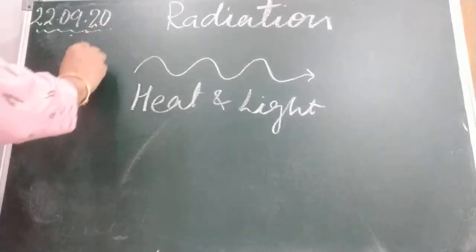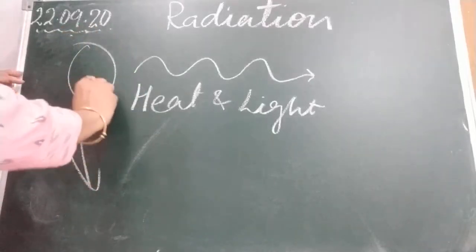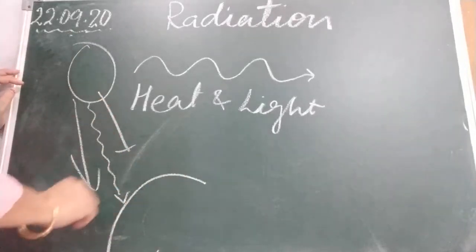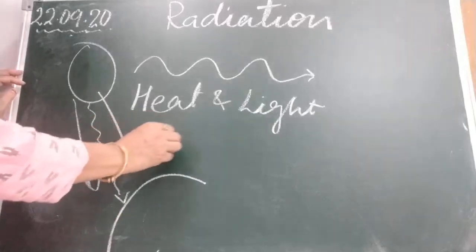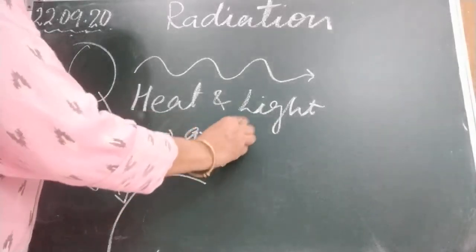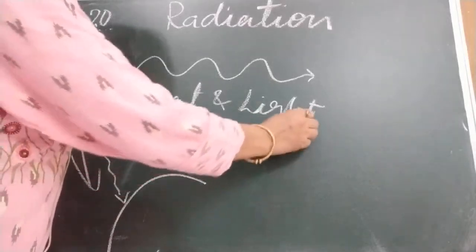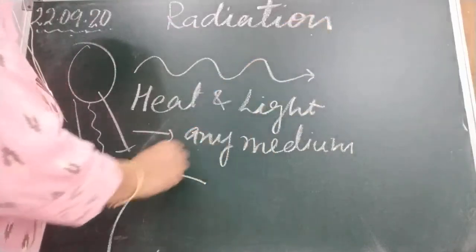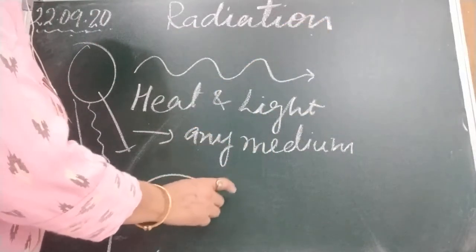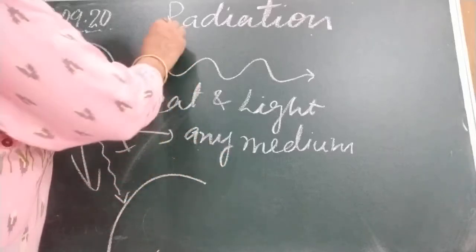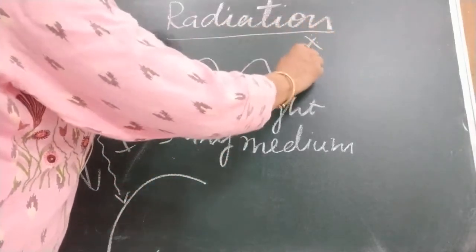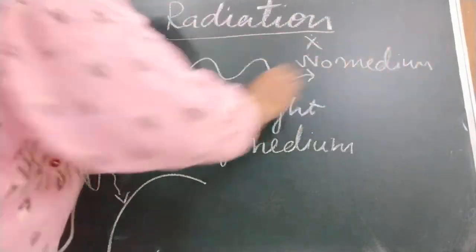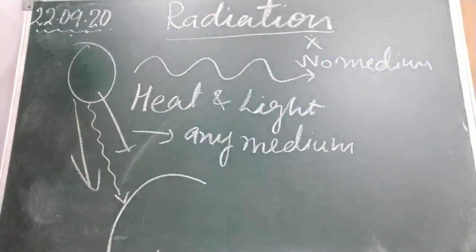Children, you know, like from the sun, the light is coming on the earth. Same way this heat is coming on the earth. It does not require any medium. I told you for conduction we need solids. For convection we require liquids and gases. But for radiation we require no medium. Okay.